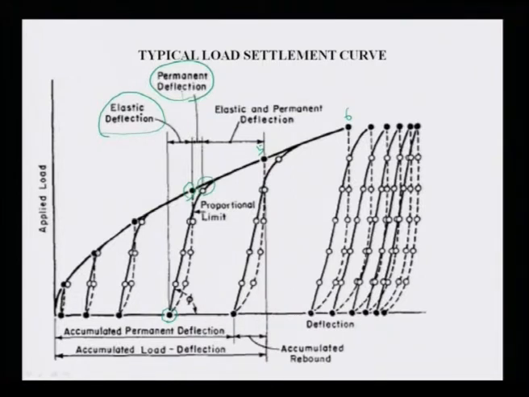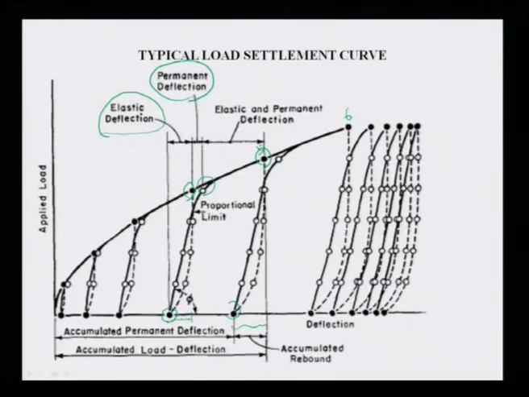So, from this cyclic load test, you can find the accumulated permanent deflection, accumulated load deflection, and then accumulated rebound. If you look at here, how much is the accumulated rebound. From here to here, this is the position where, and this is the position where, and once it has been unloaded, this is my rebound. Similarly, in this case, this is the rebound.